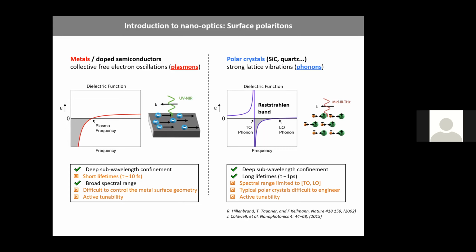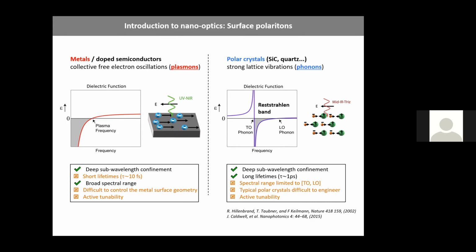And they also have the lack of active tunability, although I will show you that we can change the thickness of the material, and that way you can change the dispersion, but it's not active. Well, there are solutions like combining it with graphene, which can solve this problem. But these are the main characteristics, let's say.